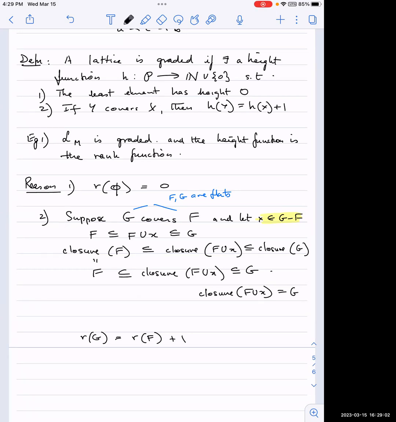Almost done. So what do we have? Rank of G is rank of the closure of F union X. That's rank of F union X. And F union X is rank of F plus 1.